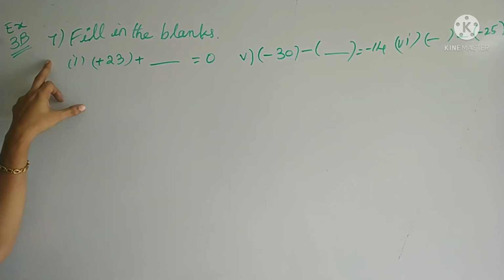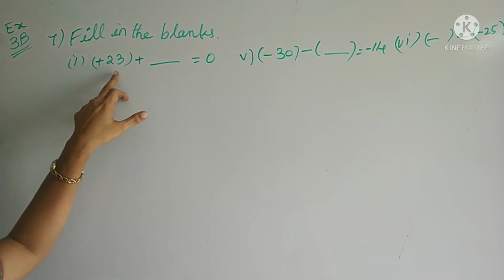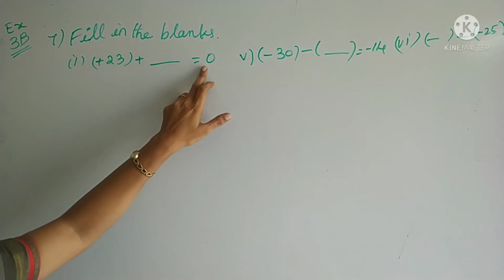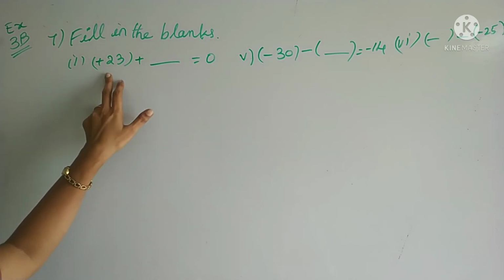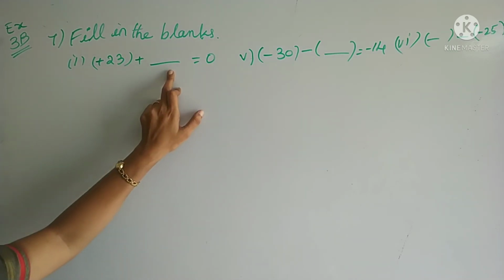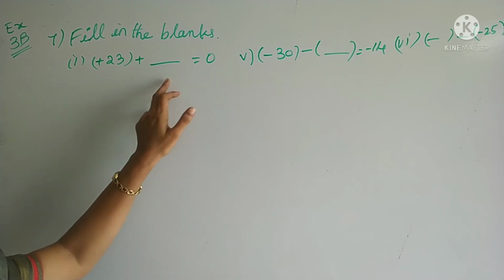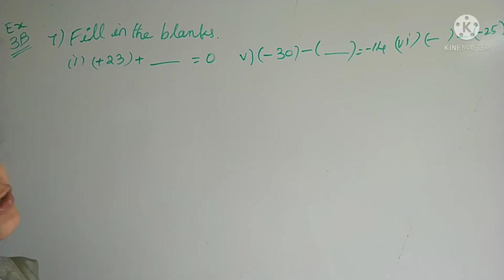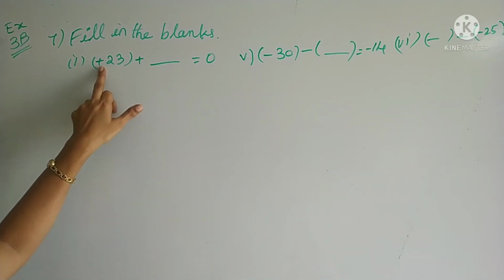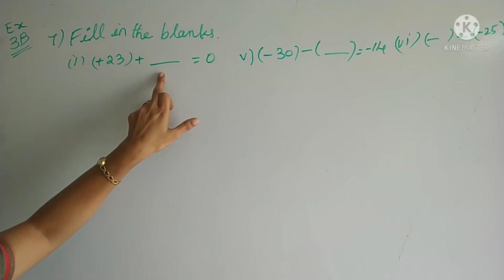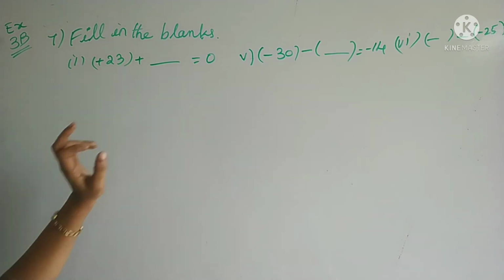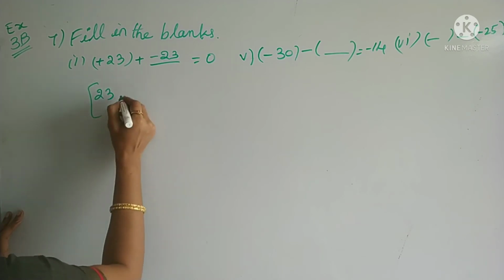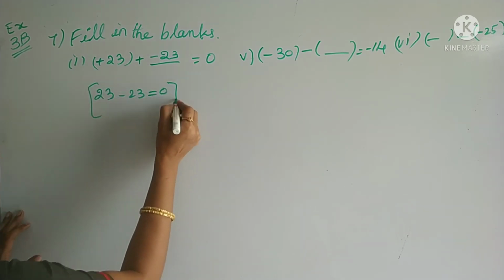Fill in the blanks, the 7th one. Now see here: plus 23 plus blank. We have to place some value here to get 0. We are getting 0, so which number do you have to add here? If you add the same number with the opposite sign, you will get 0. So 23 plus something gives 0. Which number do I have to place here? Minus 23. Now see the explanation part: plus 23 minus 23 will be 0.